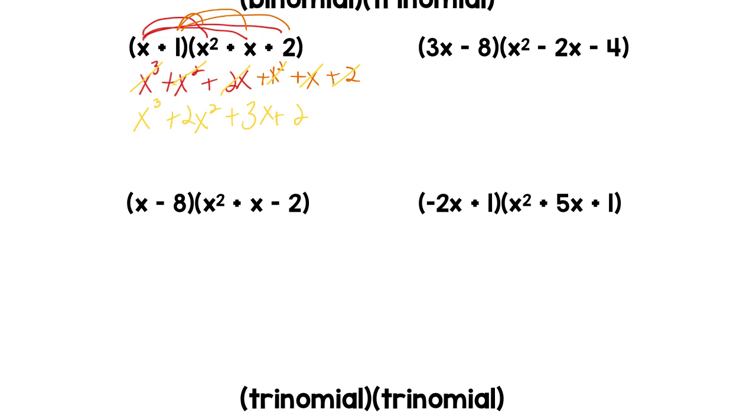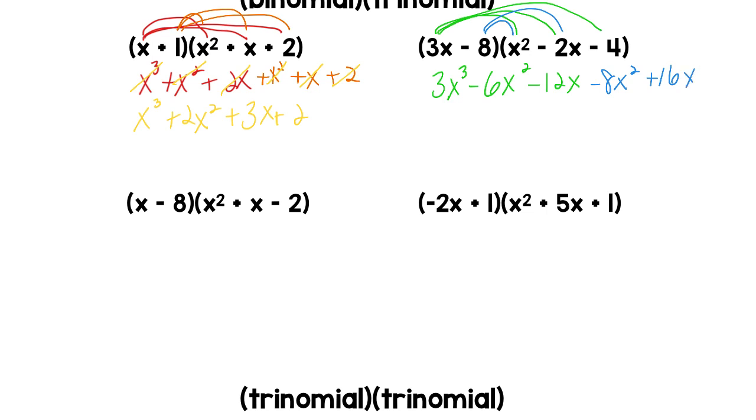Let's do it again. 3x times x squared is 3x to the third power. 3x times negative 2x is minus 6x squared. And 3x times negative 4 is minus 12x. Next, negative 8 times x squared is minus 8x squared. Negative 8 times negative 2x is plus 16x. Negative 8 times negative 4 is plus 32.